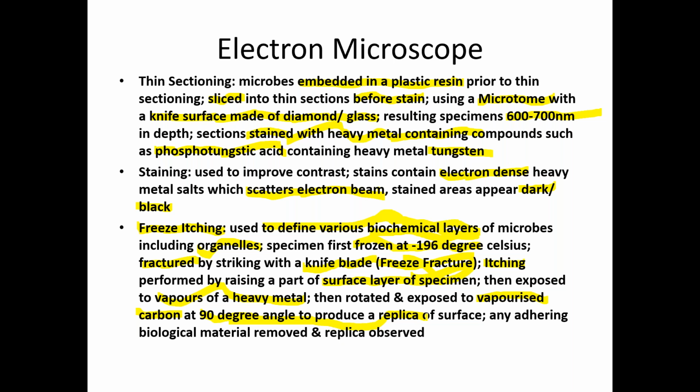Finally, we are producing a replica of the specimen, and any adhering biological material will be removed and the replica is observed. So here the original microbial cell structures will be finally removed. Once we get a replica of the specimen by all these methods, we will remove the biological material. That means the cells will be removed and this replica will be observed by means of an electron microscope. Clear? So that is about the specimen preparation for electron microscope.